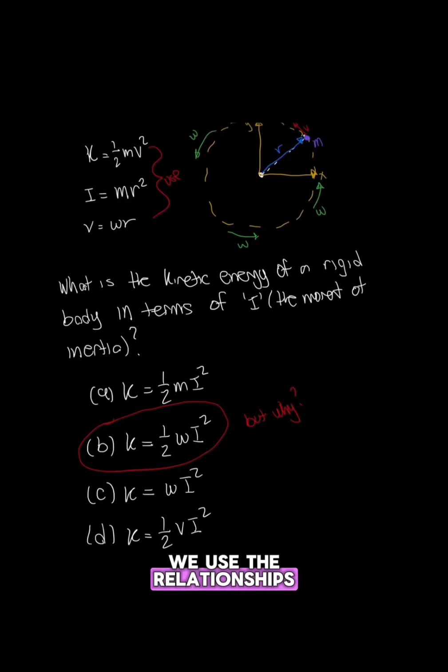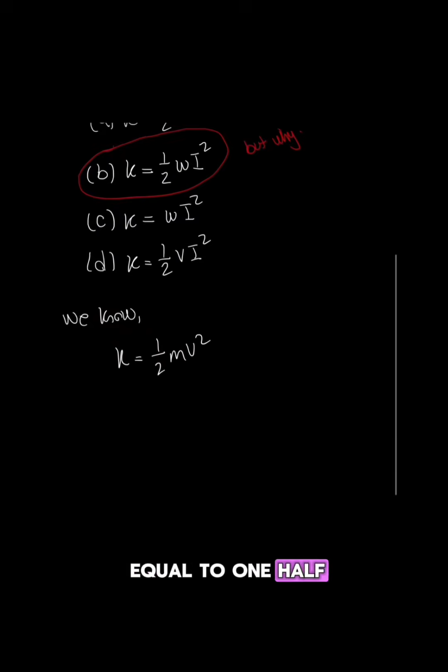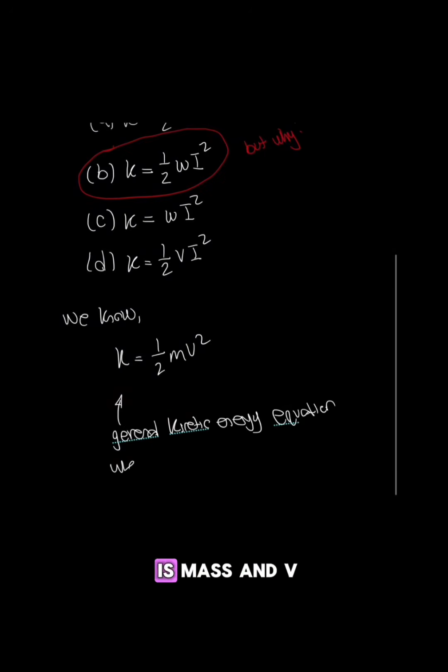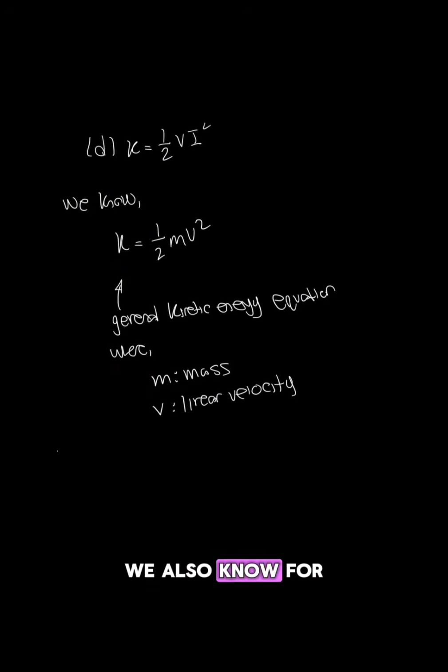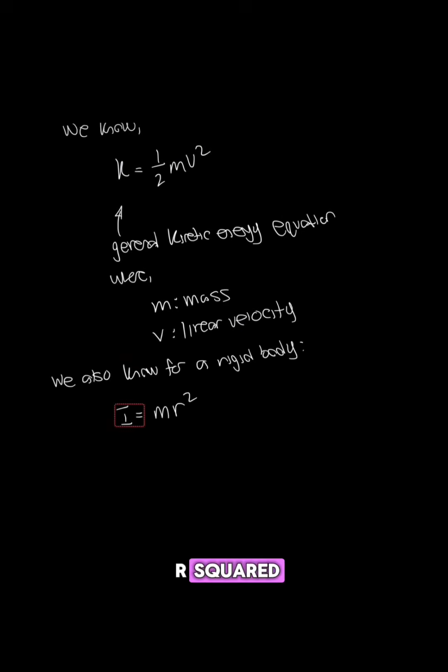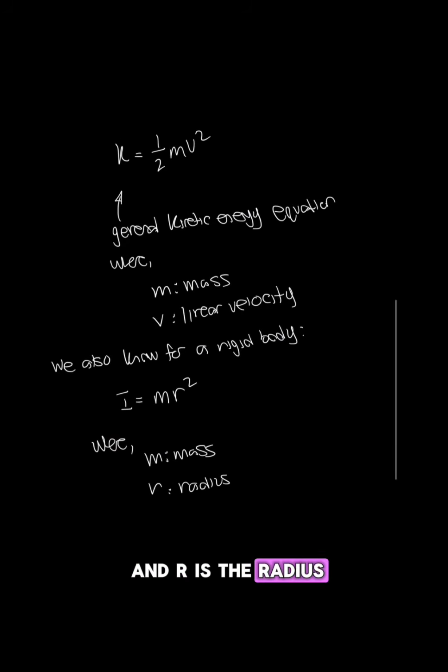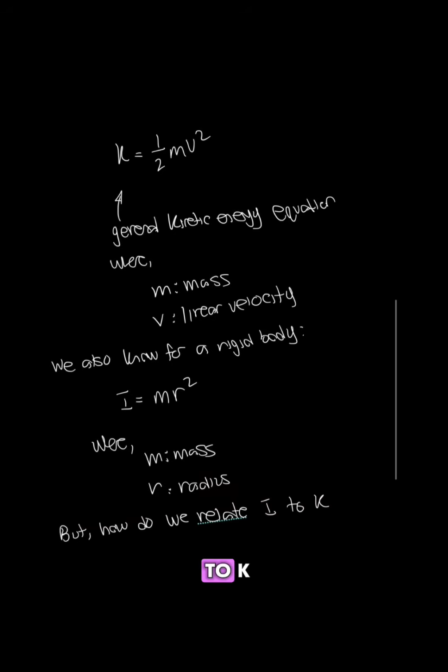So if we use the relationships given, we know that the kinetic energy is equal to 1/2 mv squared in general, where m is mass and v is the linear velocity. We also know for a rigid body, I is equal to mr squared, where m is mass and r is the radius. But how do we relate I, the inertia, to K, the kinetic energy?